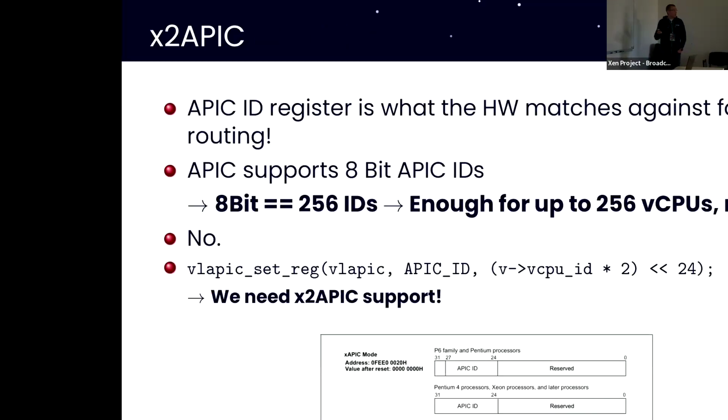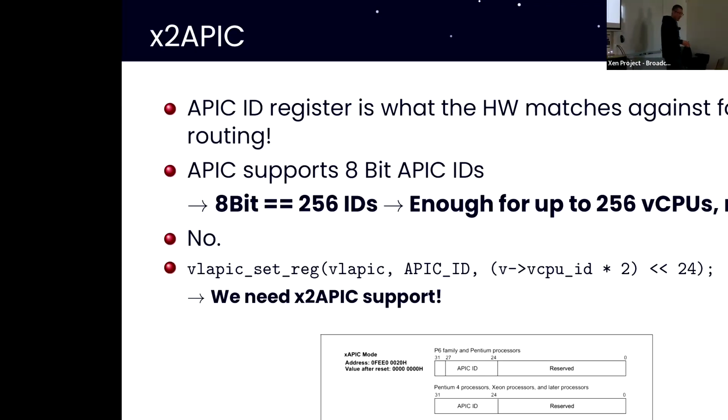So now what's actually the issue here? We already have x2APIC support, which is the extended version, which supports up to 32-bit IDs. But still, the xAPIC already has 8-bit IDs. So in general, we should be good, because 8 bits gives us 256 IDs, which is more than enough to support more than 128 vCPUs or CPUs. But this is unfortunately not the case, because this is the code in Xen.